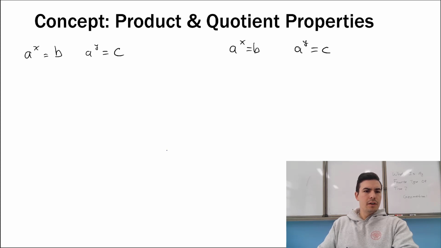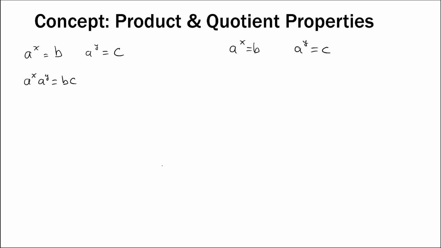Starting here on the left-hand side, a to the x equals b and a to the y equals c. Well, if that is true, then a to the x times a to the y must equal b times c. And what happens if I have two of the same base raised to these exponents, and we're multiplying these terms? If you remember with our exponents, when that's the case, we add them. So this is a raised to the x plus y power equals b times c.